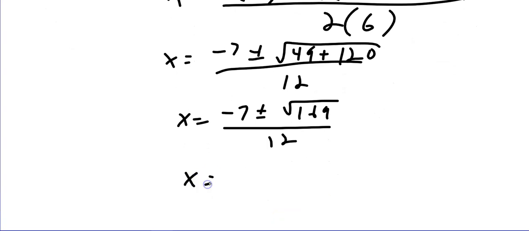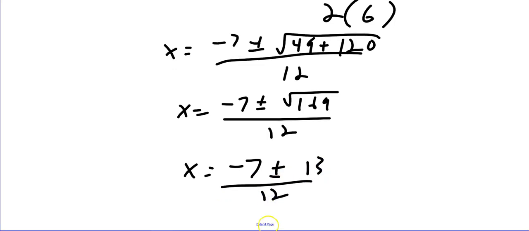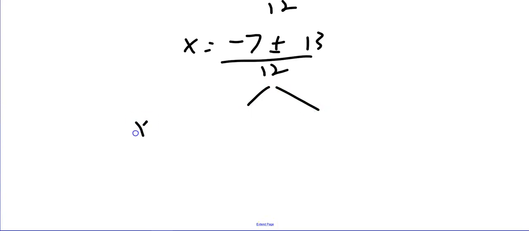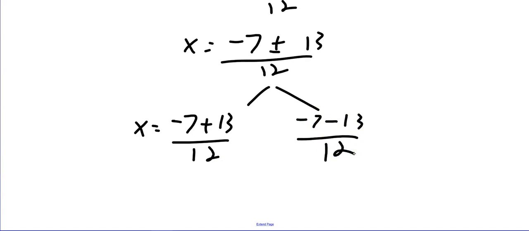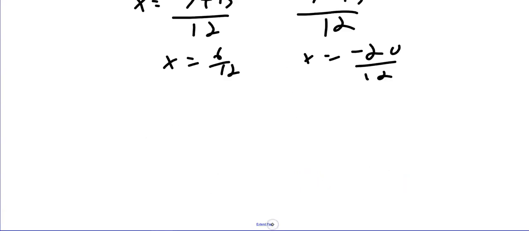Now in this case, when I end up with a perfect square, that's going to come out as a number, 13, over 12. Since I came out with a number, no radicals, no i's, I'm going to split this up into two problems. x equals negative 7 plus 13 all over 12, and negative 7 minus 13, again, all over 12. So here, 13 minus 7 is 6 over 12. This is negative 7 minus 13, which is negative 20 over 12, and we always reduce. So my two answers are 1/2 and negative 4 goes into both of them, so 5 over 3, negative 5 thirds. My bad.